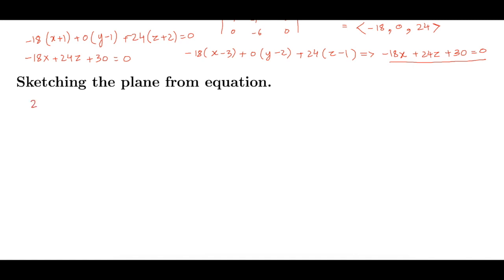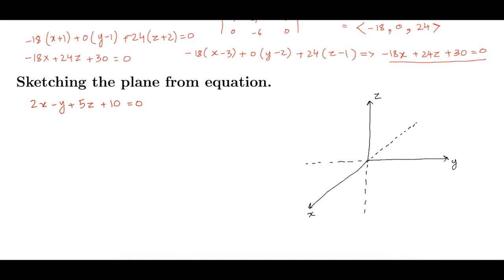Let's say we have 2x minus y plus 5z plus 10 equal to 0. Now we will start by introducing the concept of a trace. The trace of a plane is where it touches either the xy plane, the yz plane or the xz plane. The trace on the xy plane is formed when we put z equal to 0. Then this means 2x minus y plus 10 is equal to 0.